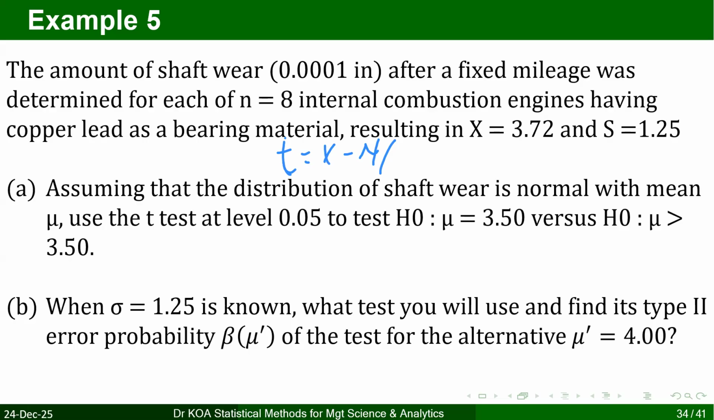The standard error is going to be S over the square root of N, the same thing. So you substitute that value. Our X has been given to us as 3.72 minus the mean. The mean was given down there in the question as 3.5, divided by S, which is 1.25, over the square root of N, which is 8. So you find the T statistic. And then when you're done, you juxtapose that with a critical value.